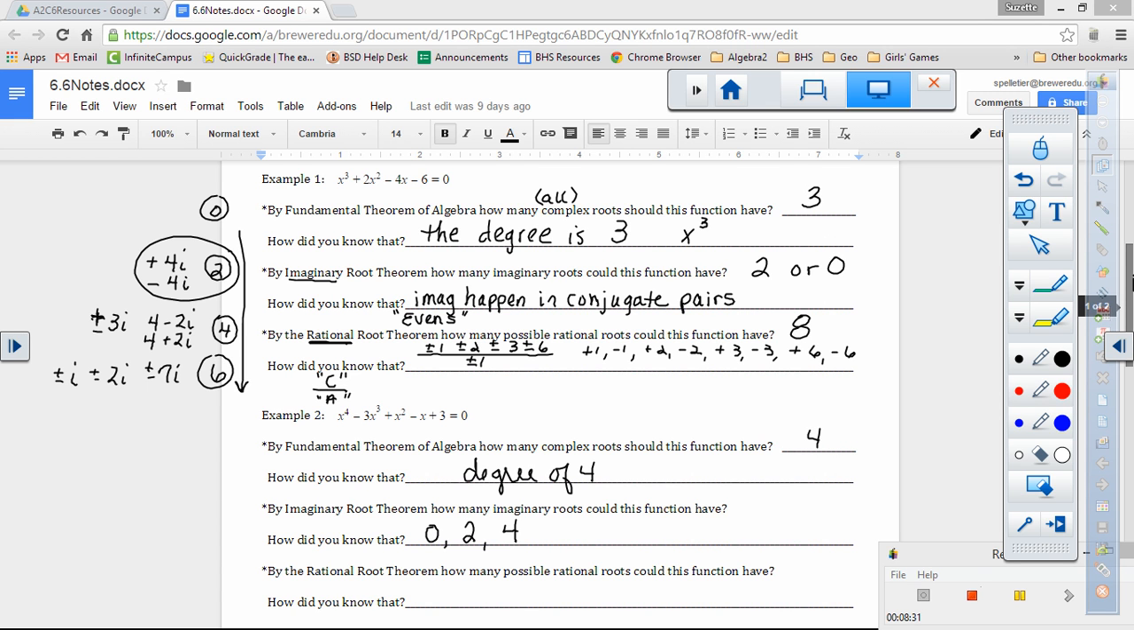And then my rational root theorem, how many of these could I have? Well, let's look at what C is. C is 3. So plus or minus 1, plus or minus 3, over, and then my A term, my lead coefficient is 1, so plus or minus 1. So my answer is going to be positive 1, negative 1, positive 3, or negative 3. So I have a possibility of 4. 4 possible roots. Okay? So that's how you do that. That's how you use them, and that's what those are used for.